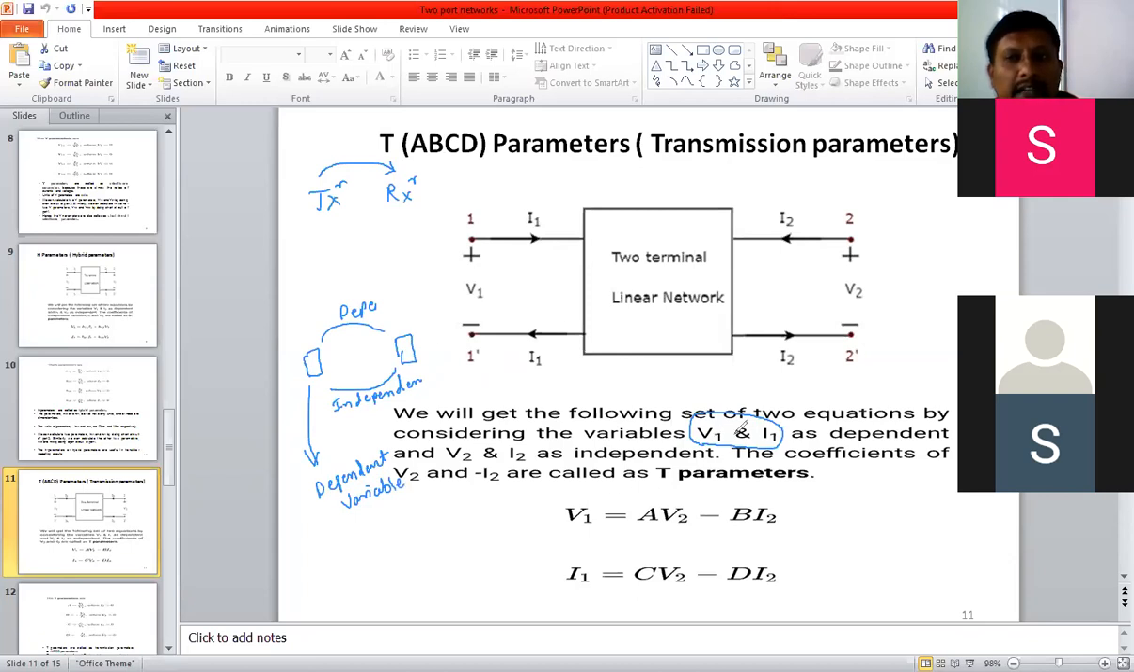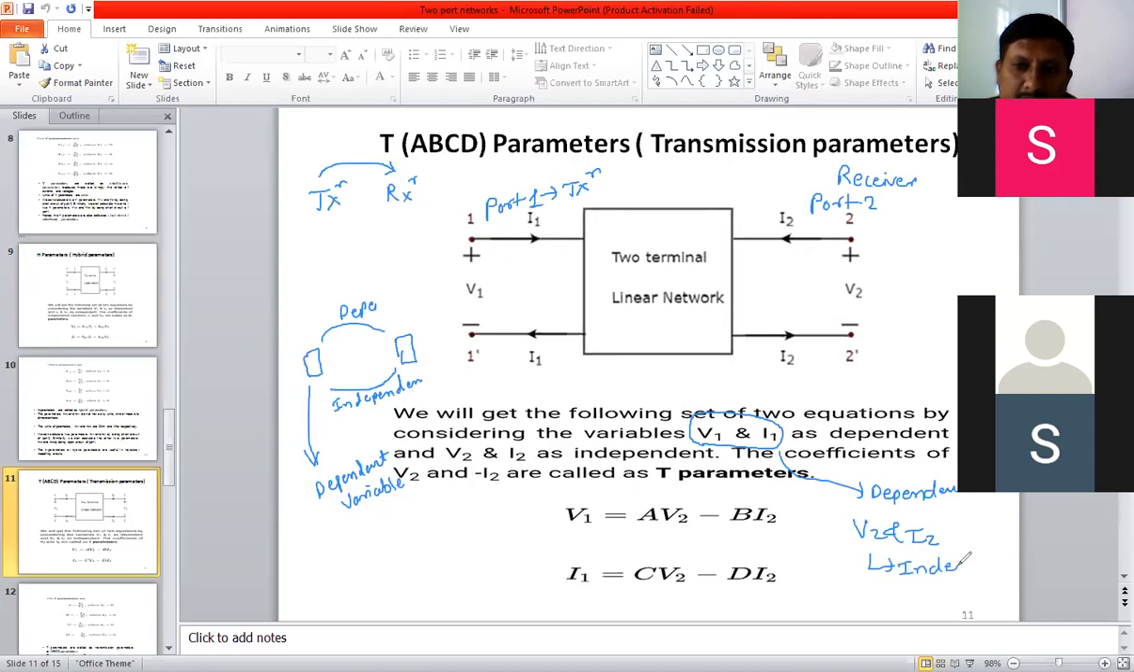Okay, so V1 and I1 means port 1 will act as a transmitter, and port 2 will act as a receiver. So port 1 variables, that is V1 and I1, act as dependent variables, whereas V2 and I2 act as independent. So this is the thing you can remember.